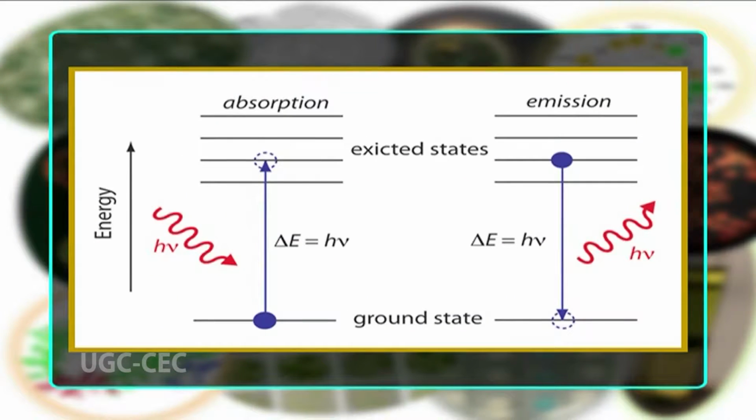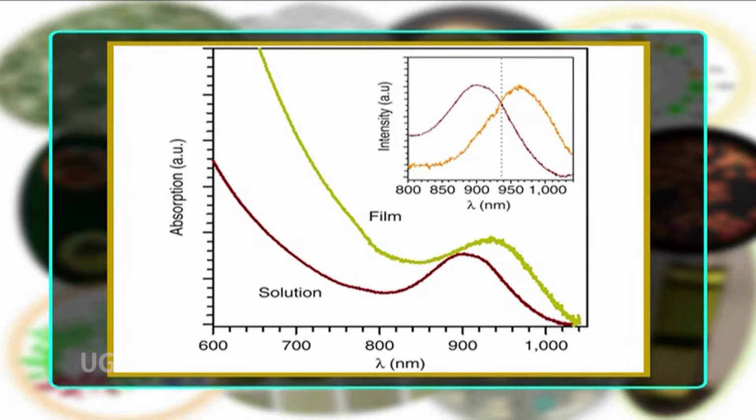When a photon encounters an analyte molecule, there is a chance that the analyte will absorb the photon. This absorption reduces the number of photons in the beam of light, thereby reducing the intensity of the light beam.